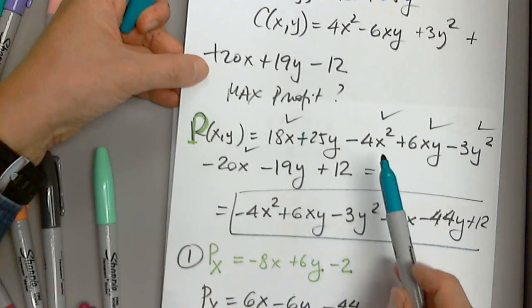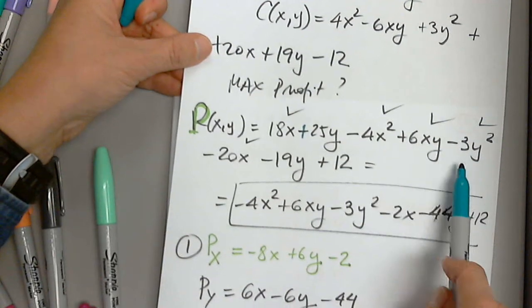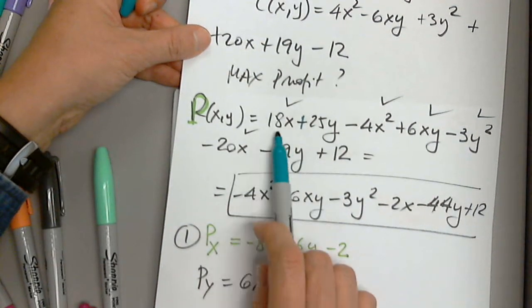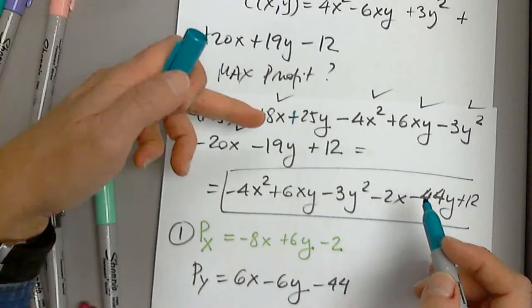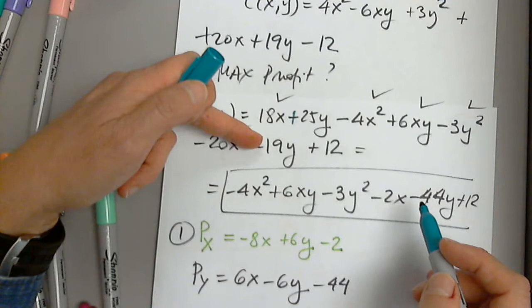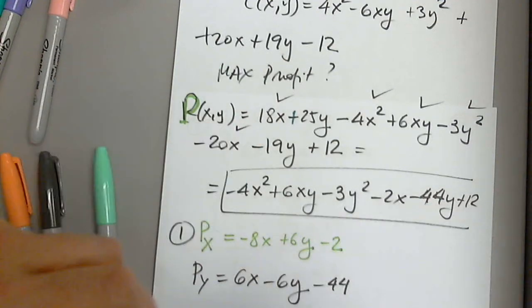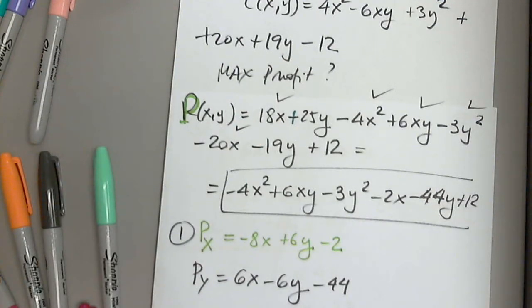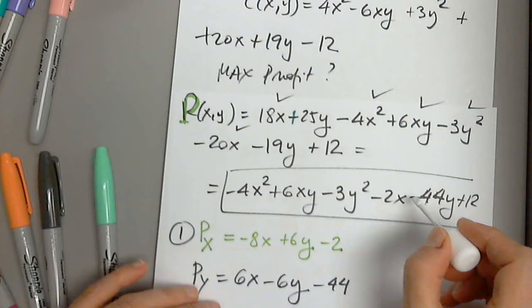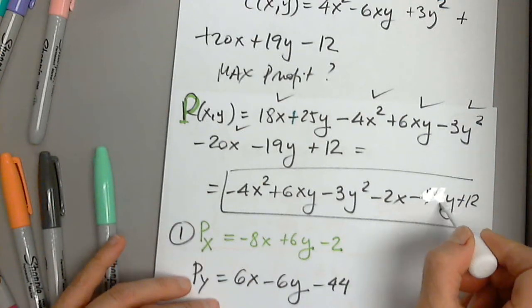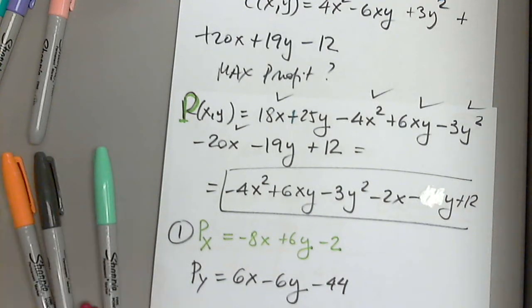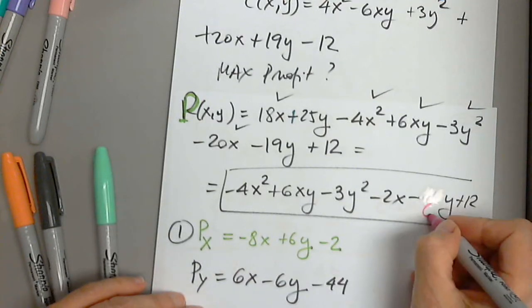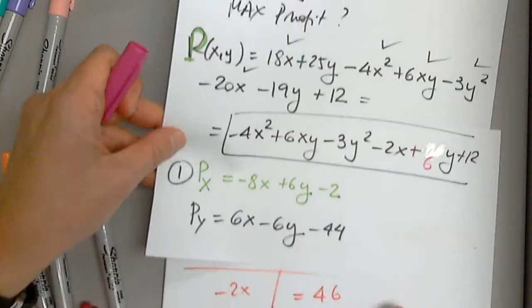Okay, so I'm checking now everything. Negative 4x squared plus 6y minus 3y squared. This is indeed negative 2x, but this is positive 6. Okay, so I have to change that. My apologies. So I'm going to put it here, positive 6.